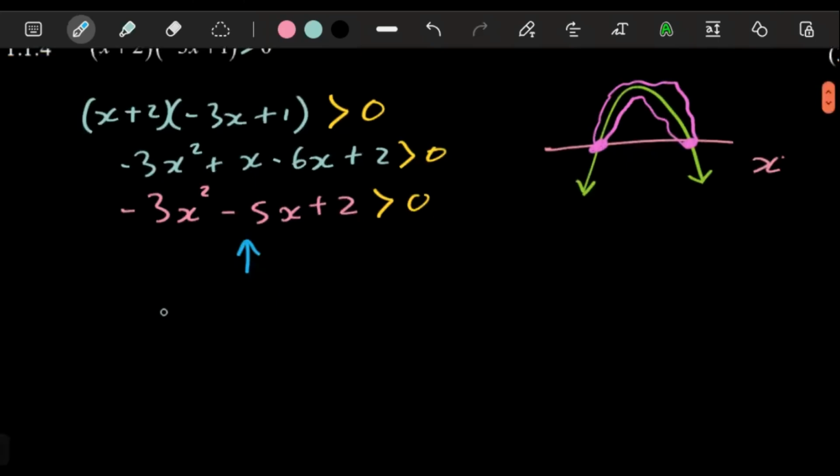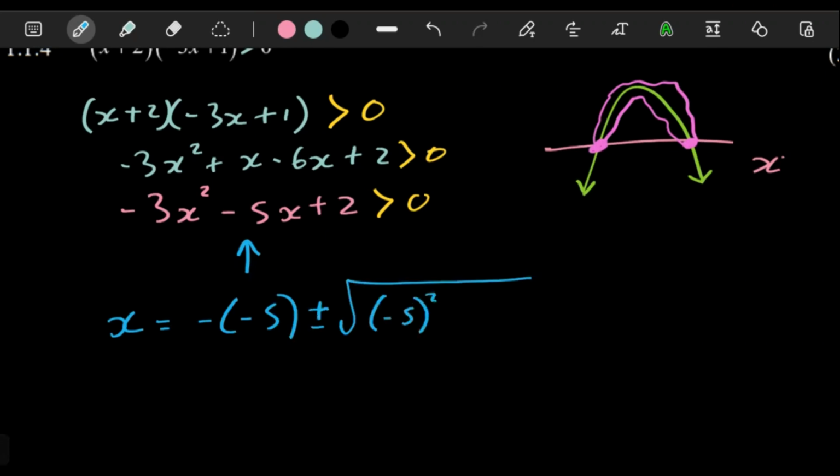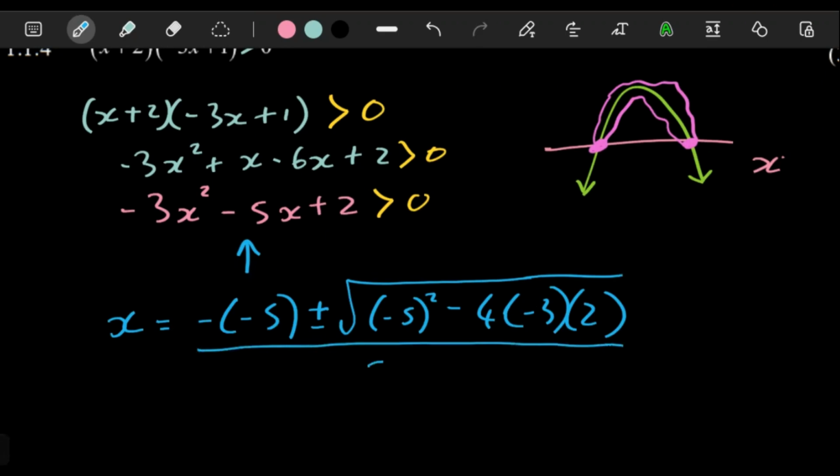We can actually just get answers using our quadratic formula, you see. So -b plus or minus the square root of b squared minus 4ac, and the whole thing over 2a. A is a -3. So let's see what our two x-intercepts are.